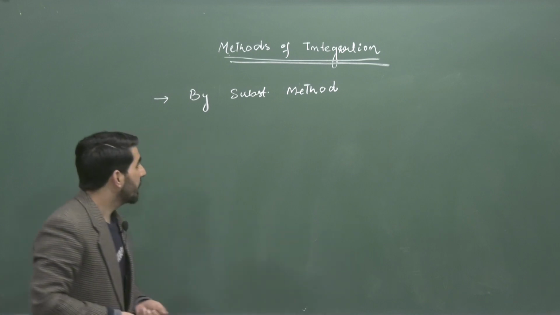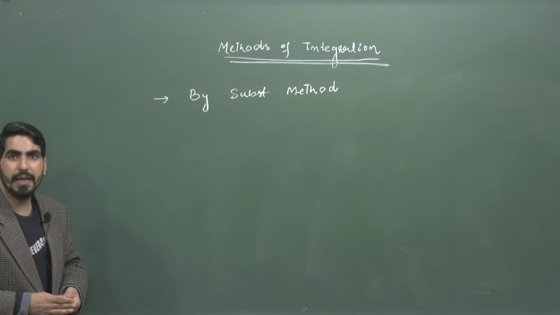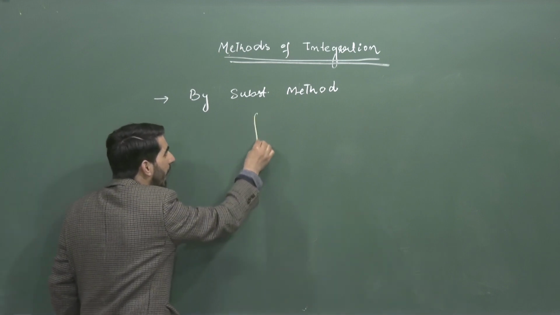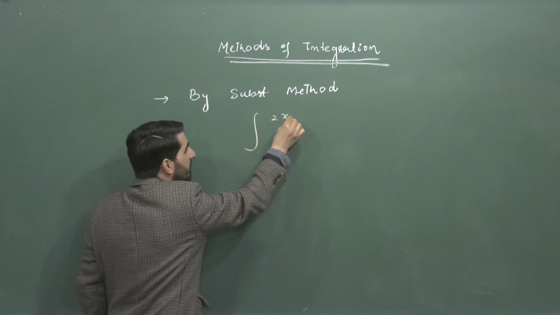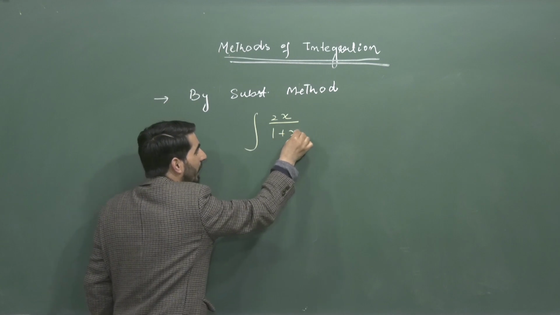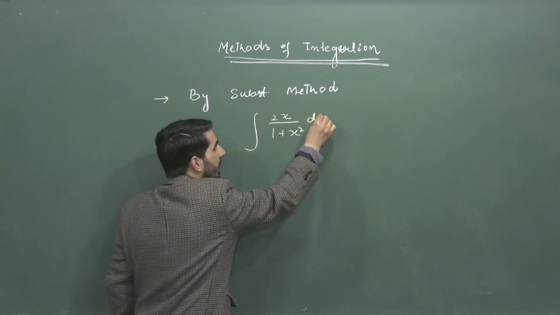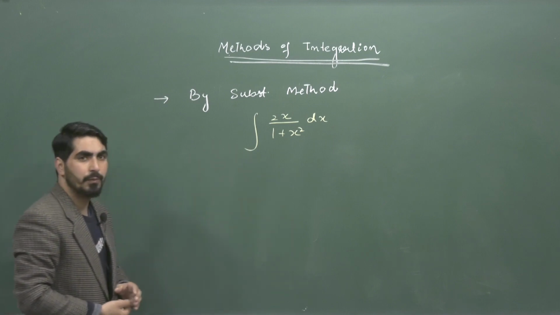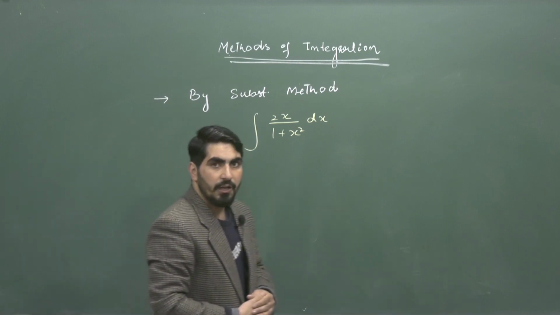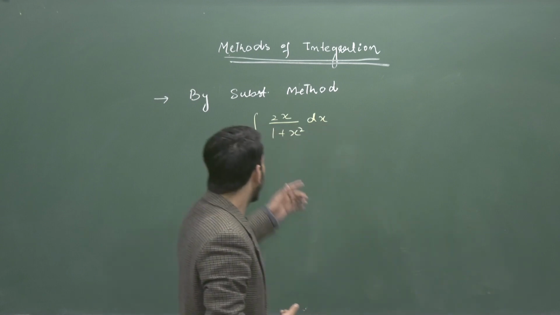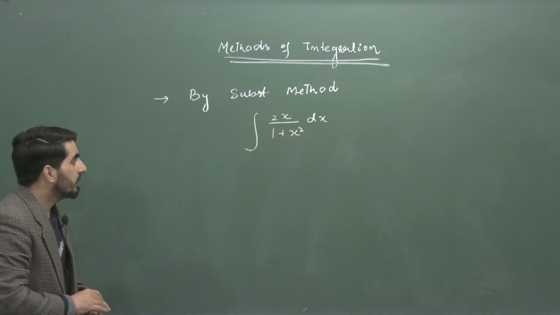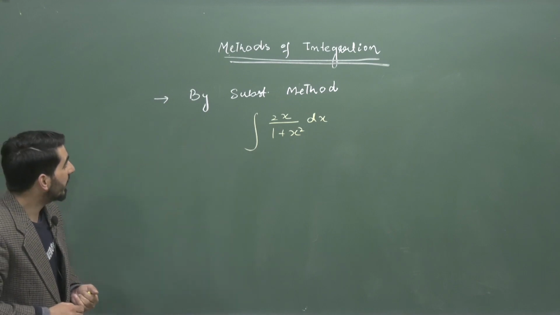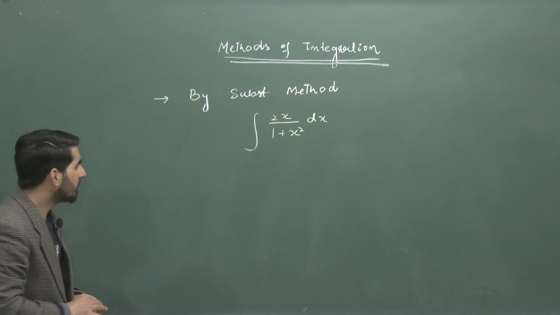I will make this method clear using a simple example, that is, if we have to integrate 2x divided by 1 plus x square. Here, as we know, 2x divided by 1 plus x square is not directly the integrand of any function. Thus, we will apply the substitution method.